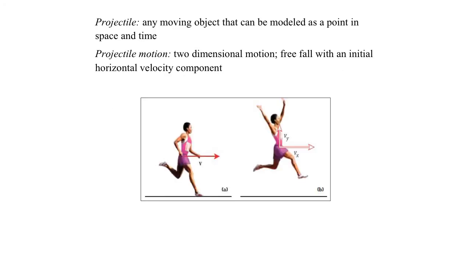So let's first talk about the word projectile. Any moving object that can be modeled as a point, physically, as a point, is considered a projectile. So in this case, we're talking about projectile motion. We're talking about two-dimensional motion. A runner in this case is running, and as she does a long jump in this example, landing at the very end, we consider the fact that the person here has velocity in the x and velocity in the y. The only way you can launch yourself in the horizontal direction and the vertical at the same time is by pushing off at an angle.